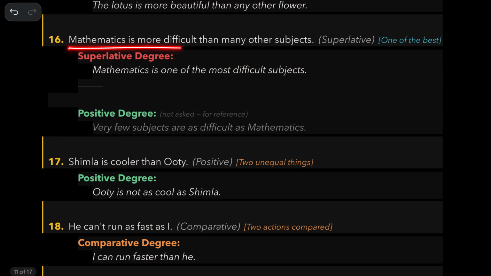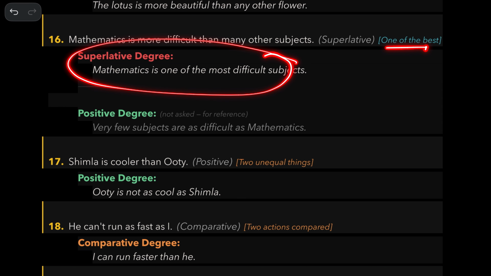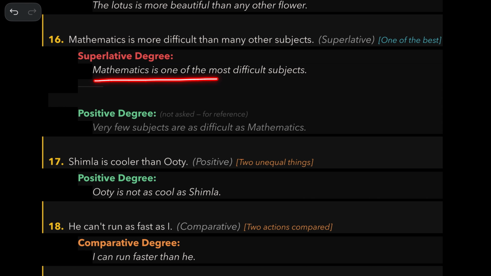Mathematics is more difficult than many other subjects. You are clearly told to use superlative degree. That is most difficult, and it belongs to one of the best pattern. So this is the right answer: Mathematics is one of the most difficult subjects. And just for reference, the positive degree also: Very few subjects are as difficult as mathematics.